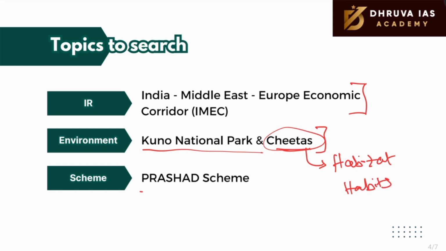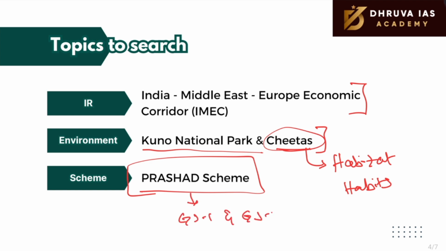The next one is the Prashad scheme. This was not given thoroughly in the newspaper, hence we need to Google search this particular scheme and make note of it. It is related to pilgrimage tourism, belonging to GS1 and GS2 topics of social issues and social justice.